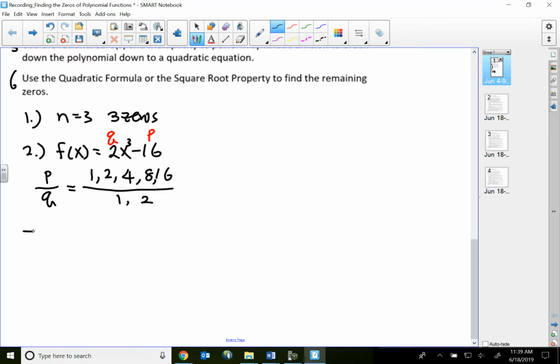So when I write out my possible rational zeros, okay, 1, 2, 4, 8, 16 over 1 are exactly the same numbers. 1 over 2 is a half. 2 over 2 is 1, already got it. 4 over 1 is right here. 4 over 2 is 2, got it. 8 over 1 is 8 right here. 8 over 2 is 4 right there. 16 over 1 is 16. 16 over 2 is 8. So these are the possible rational zeros, the positive ones, and so are the negative ones.